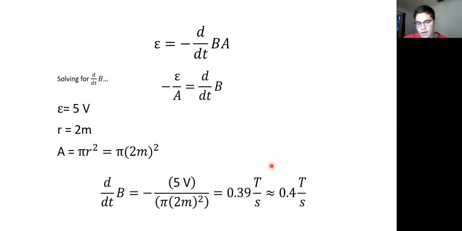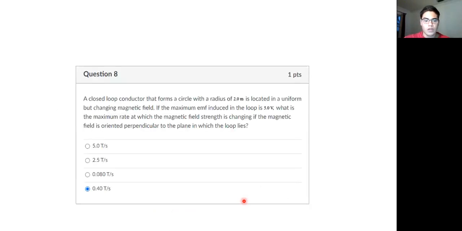The sign doesn't matter. They just want the magnitude of the rate of change, so I didn't carry the negative there. But you'll see that if we just plug in our values here, 5 volts divided by the area, we'll get 0.39 Teslas per second, which if we round it up is going to be 0.4 Teslas per second. And that's going to be the rate of change of the magnetic field in this situation. So if we look at our answer choices, we'll see that 0.4 Teslas per second is the answer choice D, and that is answering our question.